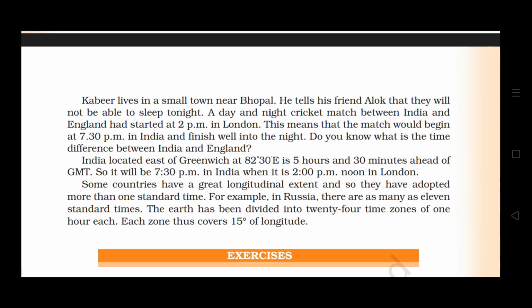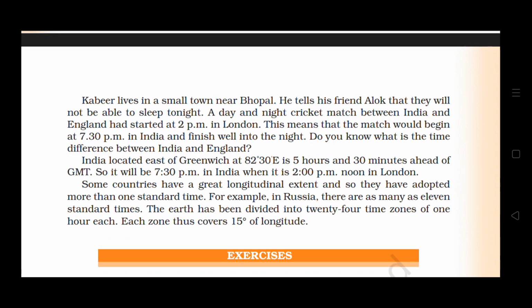The earth has been divided into 24 time zones of 1 hour each. Each zone thus covers 15 degrees of longitude. So obviously there are 24 time zones, so you must remember this. It is very easy to remember. As you know, there are 24 hours in a day. In the same way there are 24 time zones in the earth, and the difference is 15.